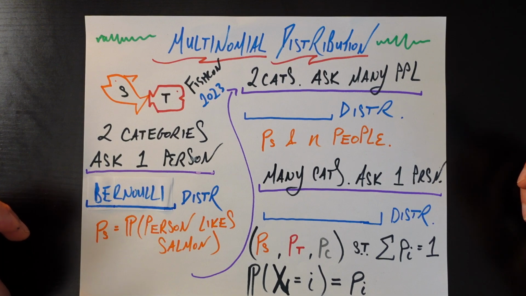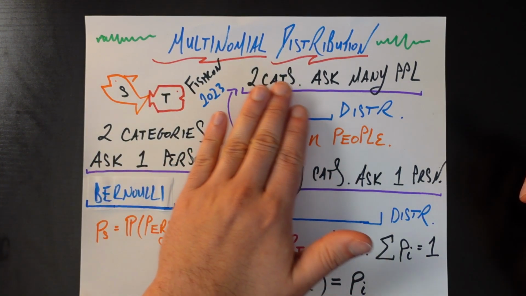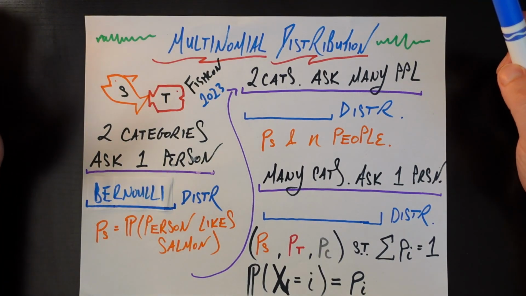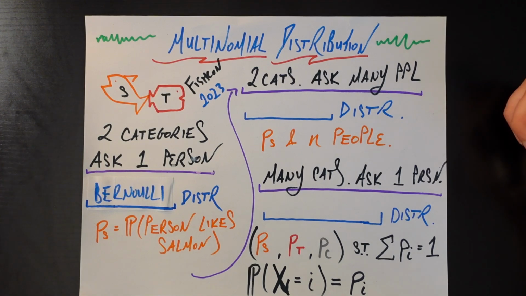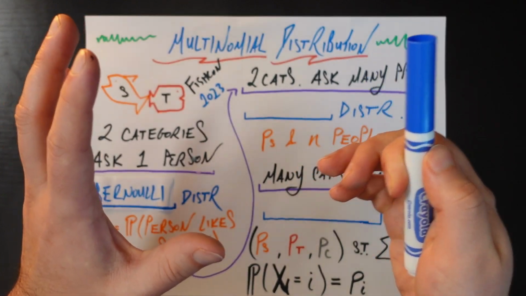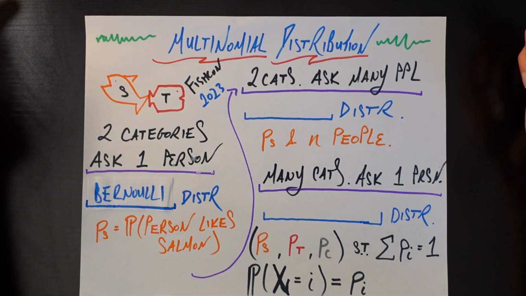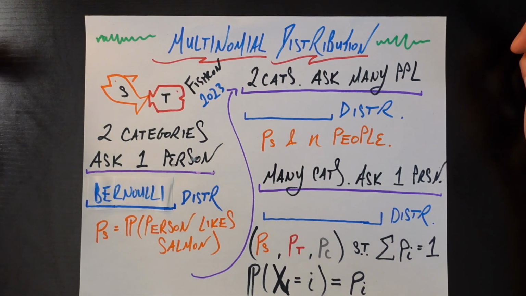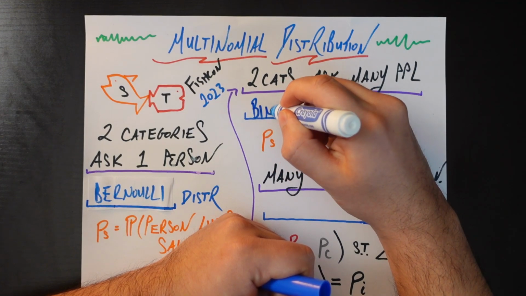Let's make one of these more general. Let's make the second one more general. We're still going to have two categories here. So it's still either a salmon fan or a tuna fan. But instead of asking one person whether they like salmon, we're going to ask many people whether they like salmon and add up all of the yeses to get the number of total people in that group that like salmon. And if we think about this for a second, this is actually the same setup as another distribution that we learned probably right after the Bernoulli distribution, which is the binomial distribution.